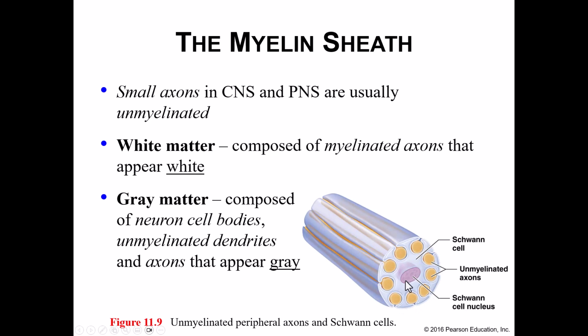And so a Schwann cell, you'd have one Schwann cell with several axons running in its outer layer buried in there. And so they aren't nearly as myelinated with that neurolemma on the outer edges as we saw with the myelinated axons that are going to appear white.